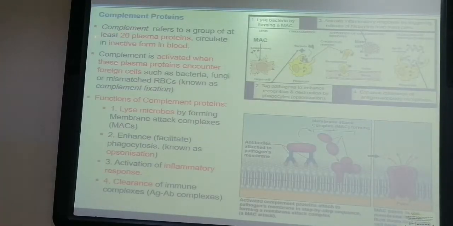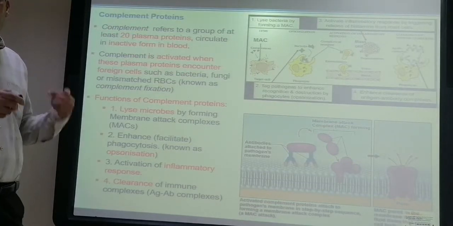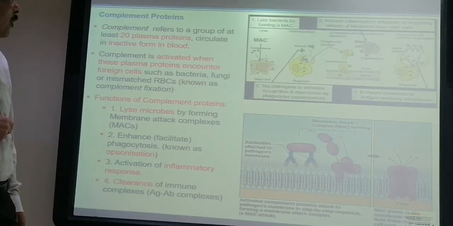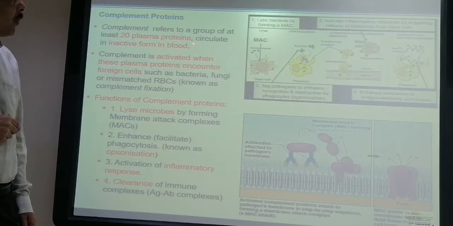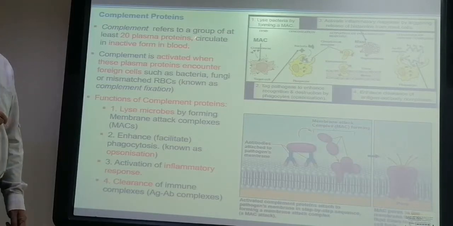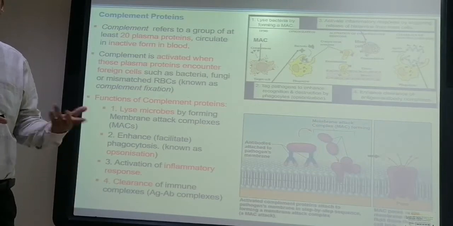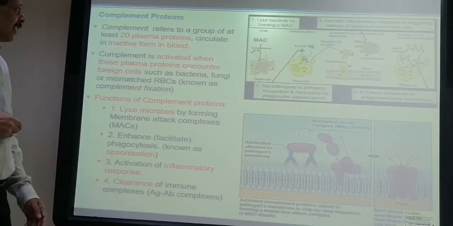So the complement protein refers to a variety of proteins in our body. We have more than 20 proteins in our plasma. Those proteins are circulating in our blood, but in an inactive form. So when there is no need for them, when there is no infection, they are inactive.